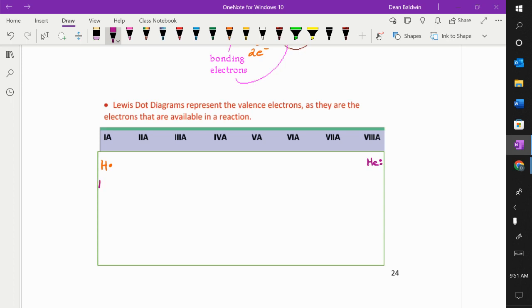You go down, then we've got lithium. How many valence electrons? It's got 1, right? Because it's an alkali metal. You can go all the way down the alkali metals. Sodium would be next. It's got 1, and then potassium. We're not going to really deal with the other ones.